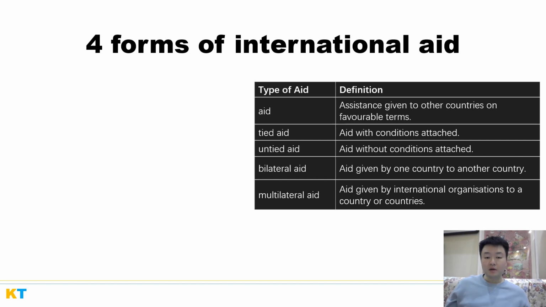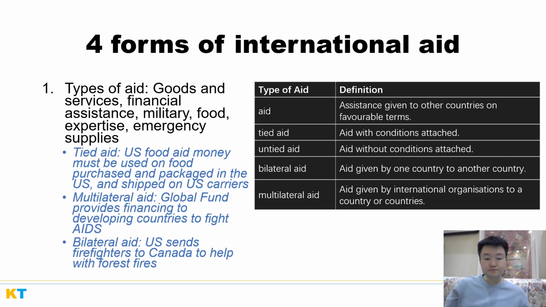And so we can have, for example, bilateral untied aid. That could be a thing. And so types of aid could include goods and services, it could include financial assistance, military aid, food aid, expertise, right? Like flying in experts from your country to consult on an issue in another country. It could also be emergency supplies in natural disasters or humanitarian crisis.